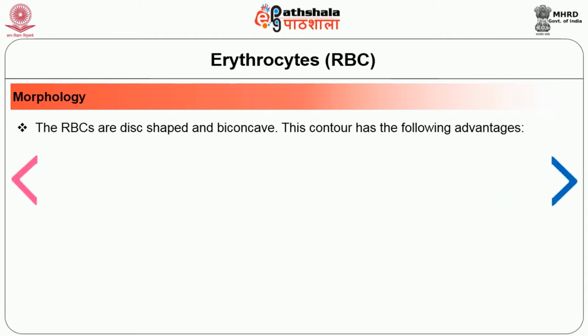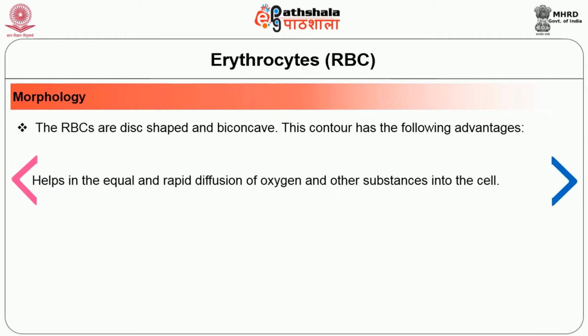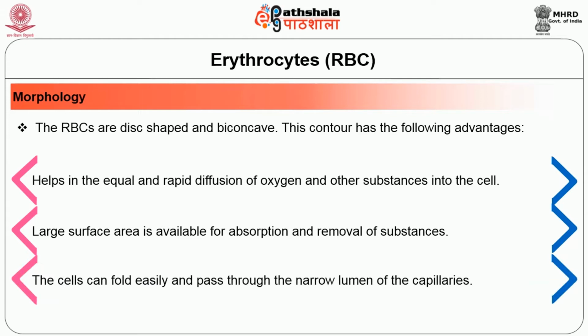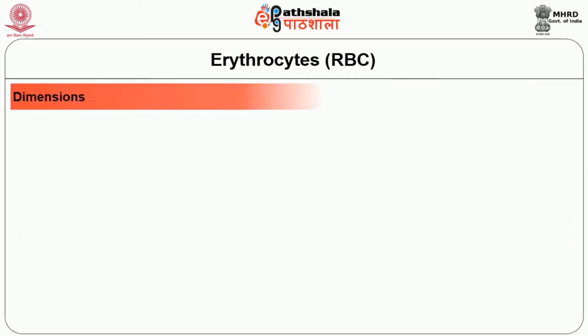Number 1, it helps in the equal and rapid diffusion of oxygen and other substances in the cell. Number 2, the large surface area which is available in the RBC actually facilitates the absorption and removal of the substances. Number 3, the RBCs can fold easily and pass through the narrow lumen of the capillaries. Now next is the dimensions.